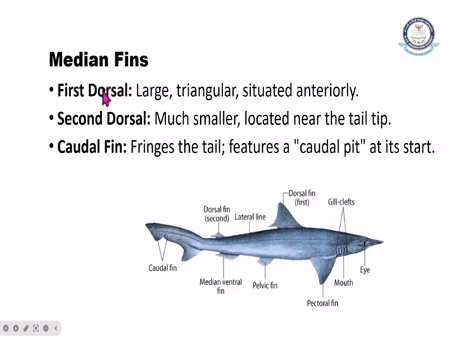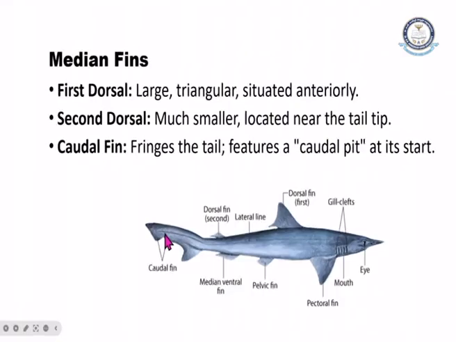And median fins: the first dorsal is large, triangular, situated anteriorly, and the second dorsal is much smaller and is located near the tail tip. This is the second dorsal. This is the first, it is a little bigger than the second one. Caudal fin: the tail features a caudal pit at its start. This is the caudal fin, this is the pit-like structure.